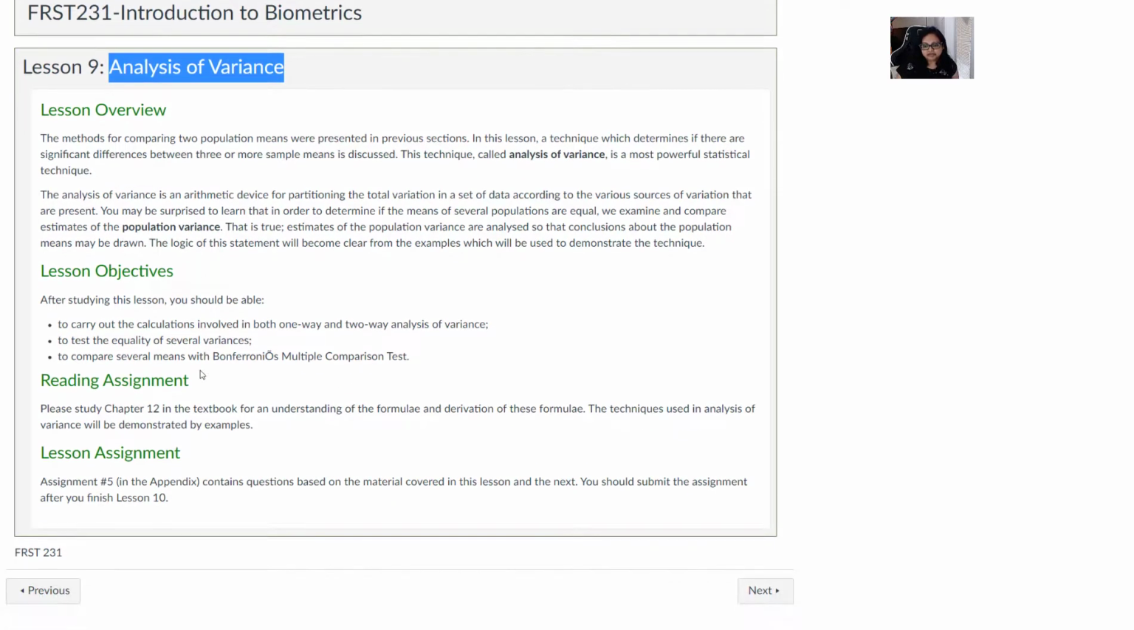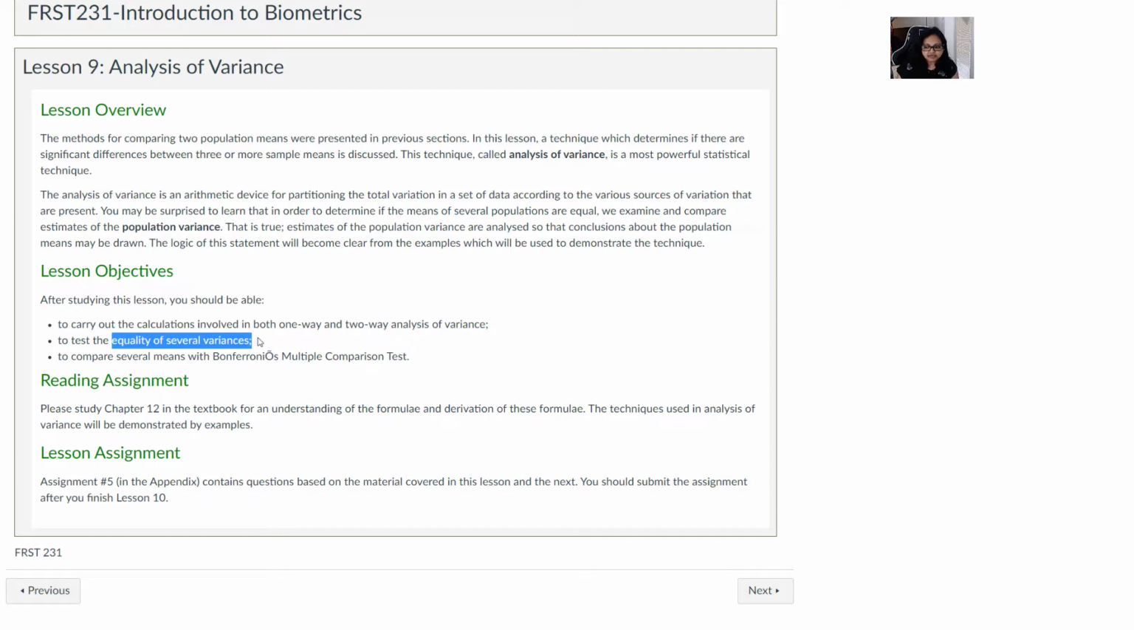So our objective is to do one-way or two-way analysis of variance. So let's say we have one factor, then we would do one-way analysis of variance. If we have two factors, I will talk a little bit later about that, then we can do two-way analysis of variance.